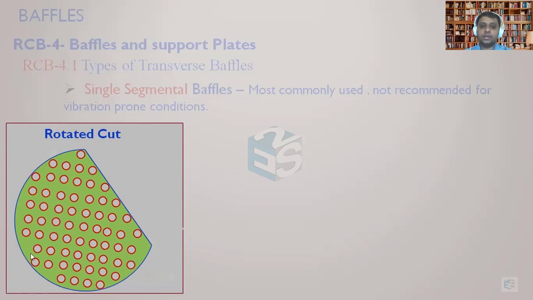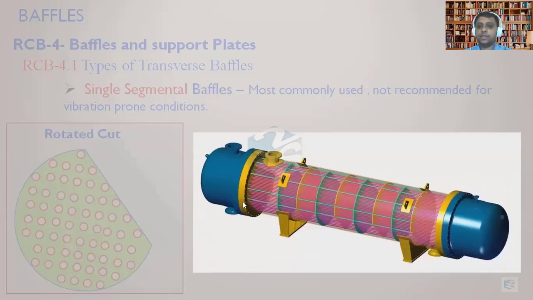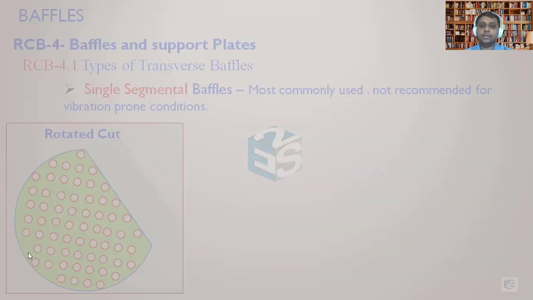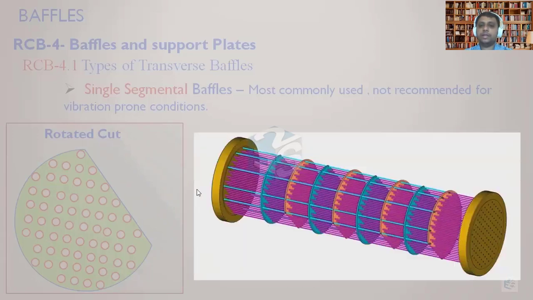Now the rotated cut. The flow direction would be like this. You can see over here, this is the cut, which is represented like this, and the flow will come and then go like this, perpendicular to the direction of the baffle cut edge. So it would look like this. If you represent just the tube bundle without the shell, it will look like this. This is the way the flow is going to happen, perpendicular to the baffle cut edge.